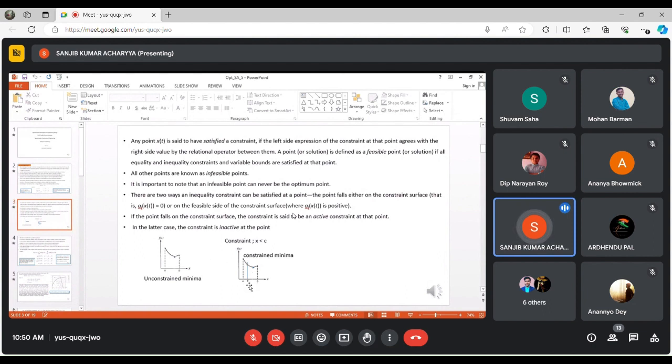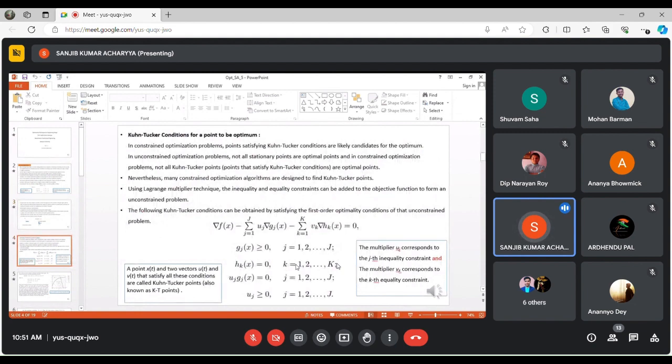Rather, if we draw a vertical line at c, it will cut the function at some point. That point is probably the constrained minima because it is satisfying the constraint as well as being the minima among the points satisfying the constraint. Am I right or not? Yes, sir. So though the example is very simple, it is quite convenient for understanding the difference between constrained and unconstrained minima. Is it clear? Yes, sir.